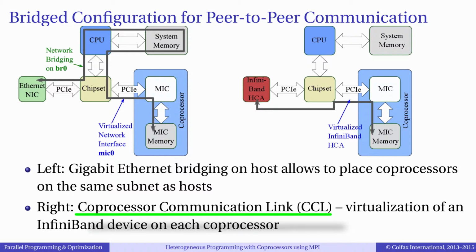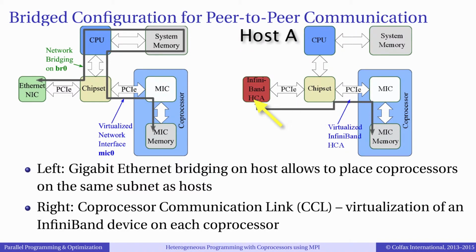When CCL is at work, InfiniBand traffic from the coprocessor in host A travels across the PCIe bus directly into the HCA and from there into the InfiniBand network. If the destination is a coprocessor in node B, then that coprocessor will receive the message from the HCA across the PCIe bus. This virtual InfiniBand has significantly greater performance than the virtualized TCP/IP fabric with bridging.